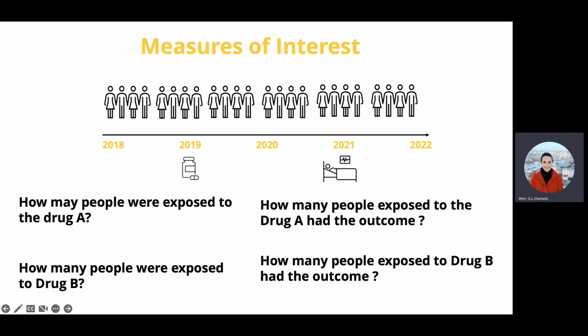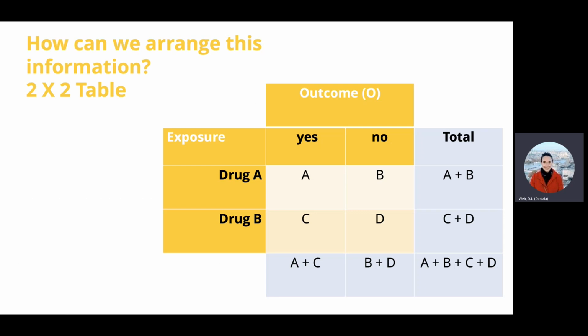So when we know how many people were exposed to drug A and drug B, how many people had the outcome, how many people exposed to drug A had the outcome, and how many people exposed to drug B had the outcome, we can arrange this information in something called a 2x2 table. Here we have the exposure on this side, drug A and drug B. Again, this is our intervention group, and this is our comparator group. And for the outcome, this is our disease of interest, or the outcome of interest for the trial. We have yes, no. So we have these cells that we call A, B, C, and D.